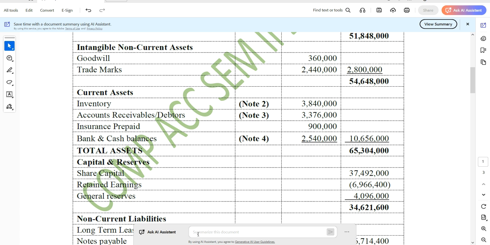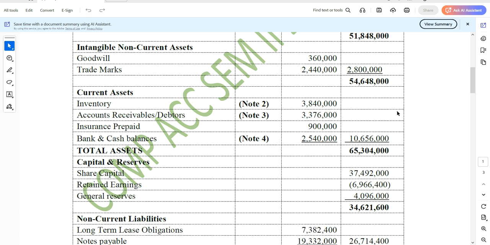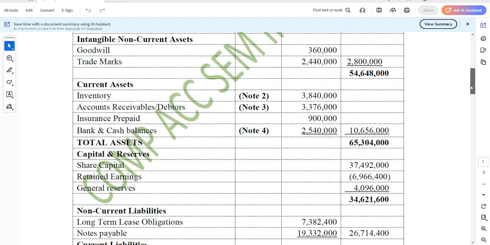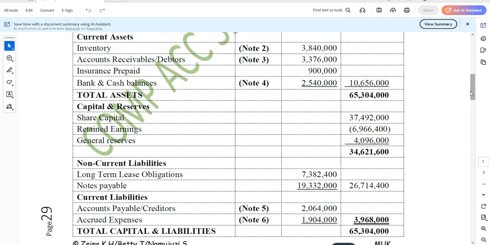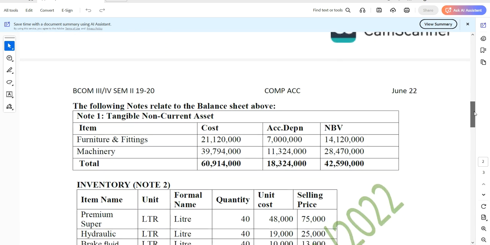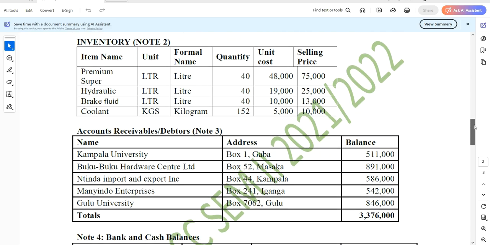Under current assets, we have inventory. Note 2. I think it's supposed to be note 2. Then it's supposed to be note 1 for the PPE. There was an error, I think. So let's go to note 2 where we have inventories. So that inventory figure consists of all these. These are the items that make up that inventory figure.